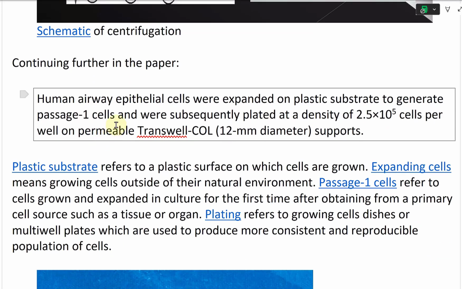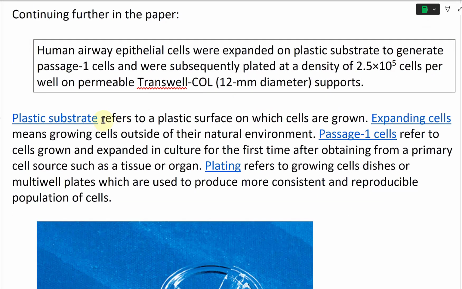And now continuing further in the paper: human airway epithelial cells were expanded on plastic substrate to generate passage 1 cells and were subsequently plated at a density of 2.5 times 10 to the power of 5 cells per well on permeable Transwell COL or 12 millimeter diameter supports. All right, so let's make sense of all this.